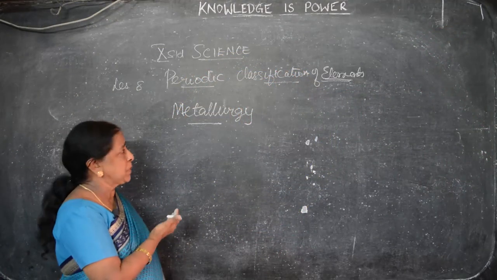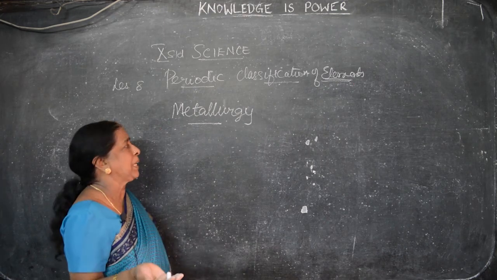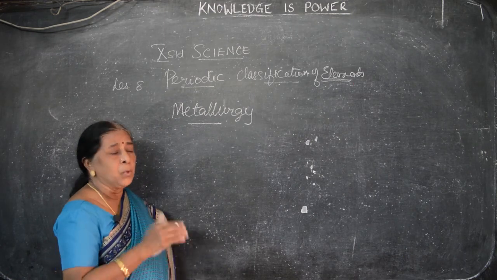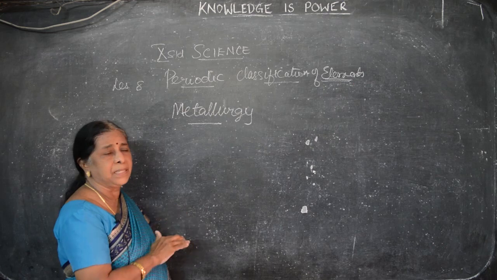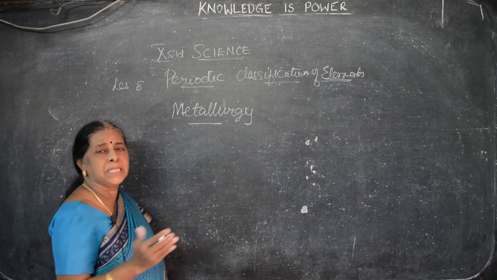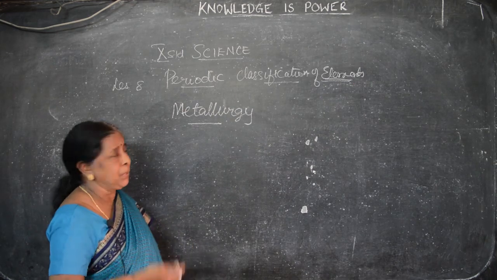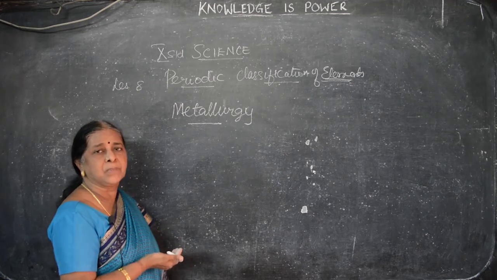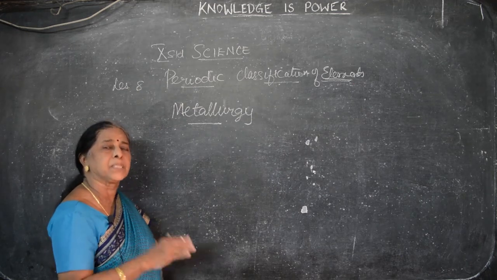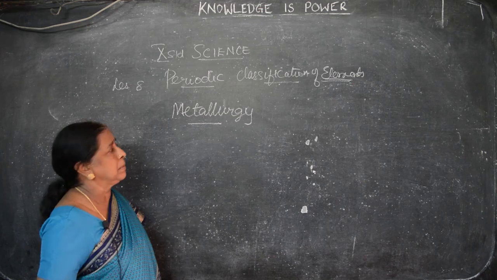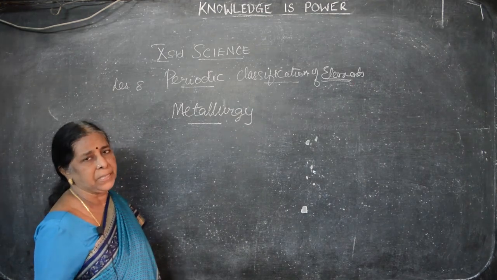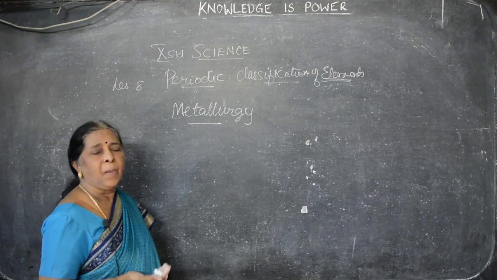Children, now we have seen in the previous class what is Mendeleev's periodic table, how it is arranged, and how many elements are arranged in that. Those elements are otherwise known as what? Metals. Now we have to see what form the metals are found in, either in the form of ore or mineral, and how they are separated. This we are going to see.